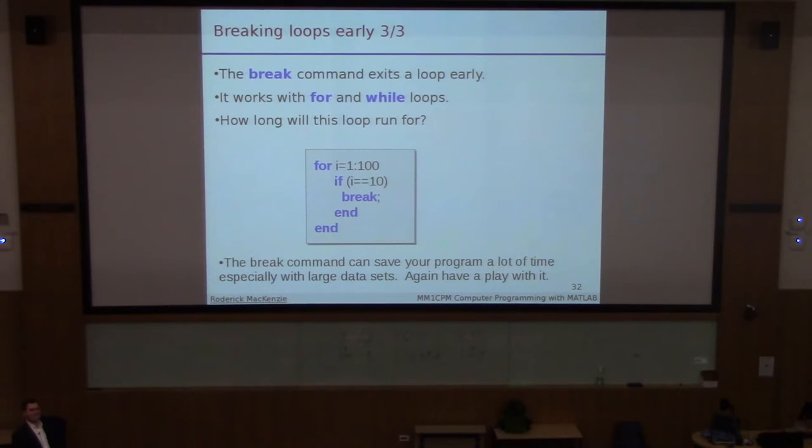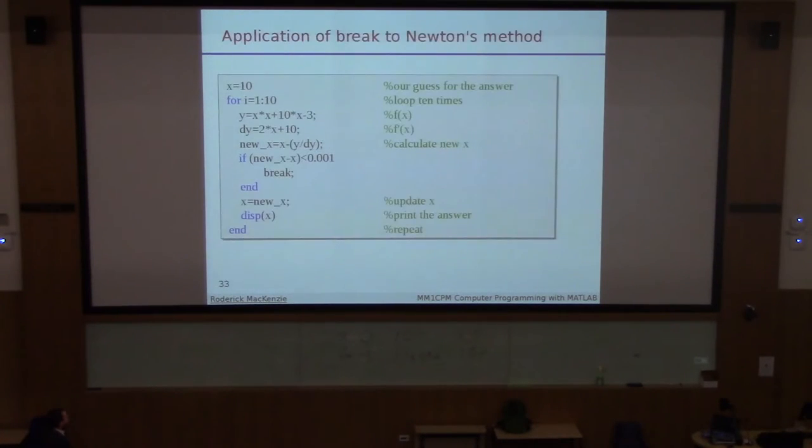I heard that answer. Somebody at the back. 10, thank you very much, with hands. So this will run 10 times, because we go for i equals 1 to 100, then we go 1, 2, 3, 4, 5, 6, 7, 8, 9, 10. If i equals 10, break, end, and then it exits. So it's just a nice way of ending loops early.